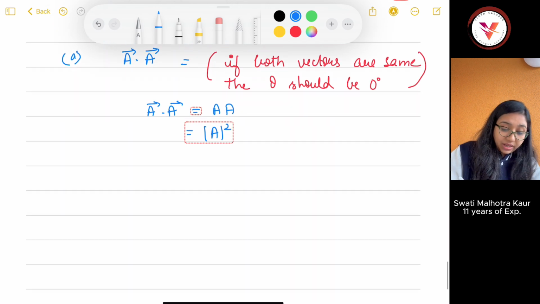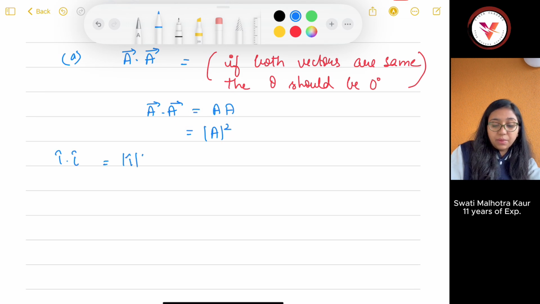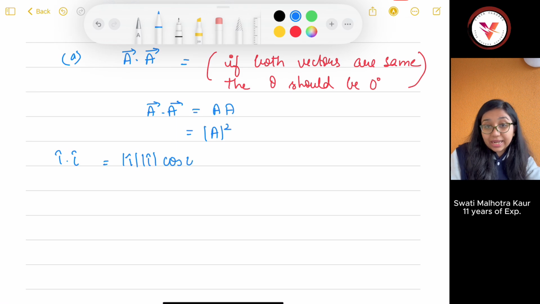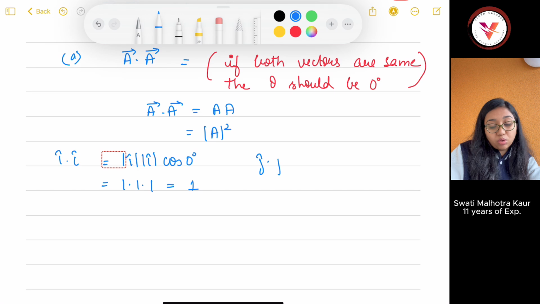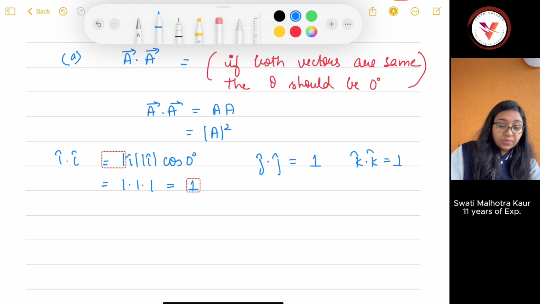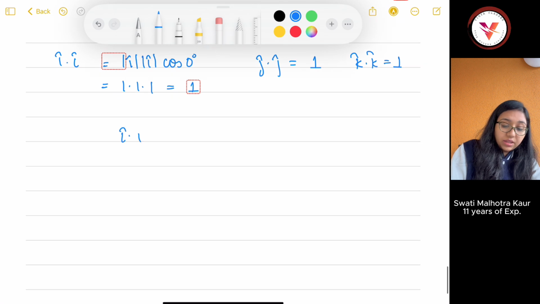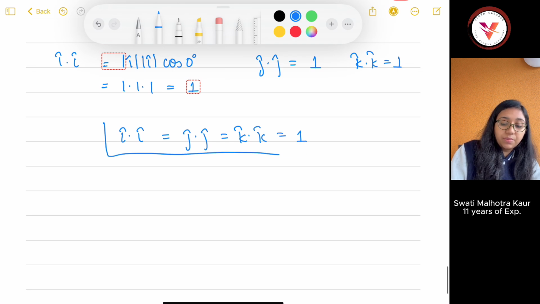So now with that, if I take its unit vector, let's say I dot I, what I need to do is I cap, magnitude of I cap cos 0 degree, because I and I are the same. Magnitude of I is 1 because they are unit vectors, 1 into 1 and cos 0 is also 1, then it is 1. That means j cap dot j cap also gives me 1, and k cap dot k cap also gives me 1. So I dot I, j dot j, k dot k, everything gives me 1. Again, something to remember.